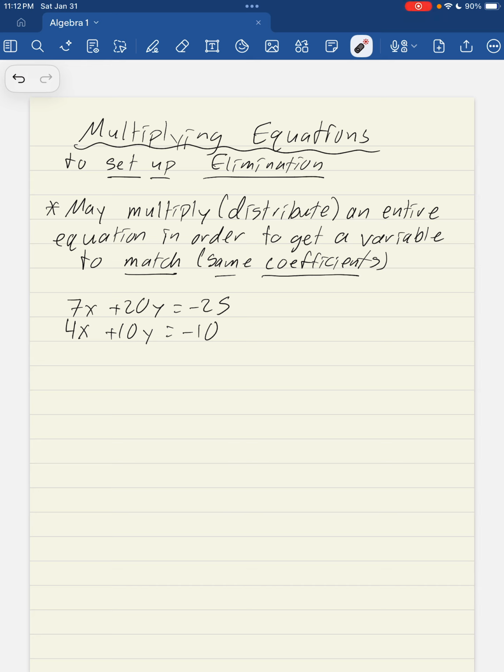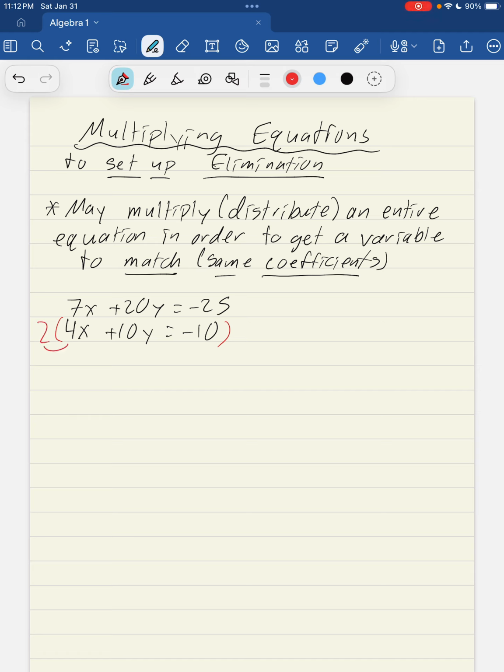However, can we turn one of these coefficients, the smaller ones, into one of the bigger ones? We can't really times 4 by anything easy to get 7. But we can times 10 by something easy to get to a 20. 10 times what gives us 20? 2. So what we're going to do is multiply the whole bottom equation by 2.